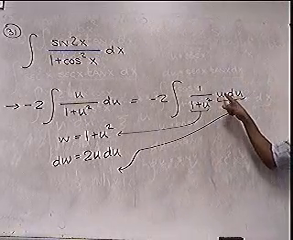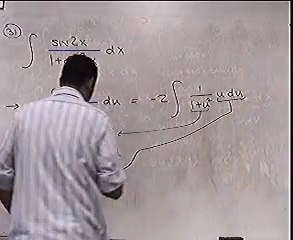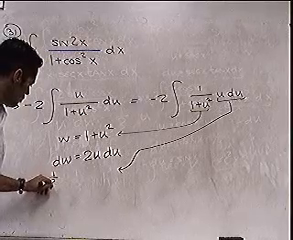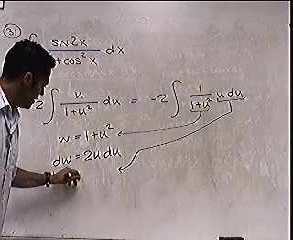I'm off right here, right? I have u du here. Here I have 2u du. So what do I need to do on both sides? 1/2. 1/2 dw equals u du.